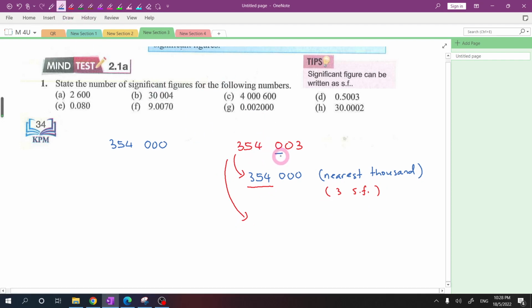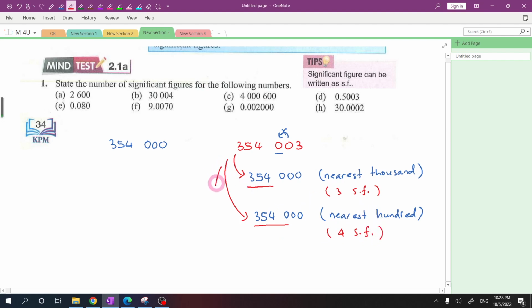How about if I ask you to round off to the nearest 100? The 100 is over here, so the steps are still the same. Do we need to add 1 here? We look at the digit on the right-hand side of this digit. This is 0, so we don't have to add 1. The answer will become 354000. The level of accuracy this time is to the nearest 100. Since it is accurate to the nearest 100 until here, this time we have 1, 2, 3, 4. We have 4 significant figures.